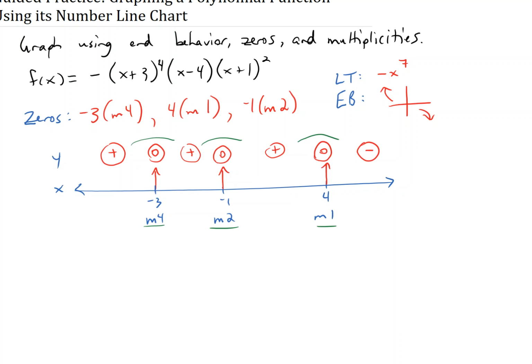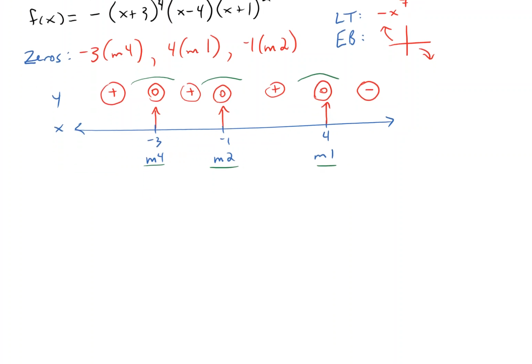Now we need to translate that to a graph. Okay, so we need to set up our x-axis and our y-axis. So here's our x-axis. We're going to mark negative 1, negative 3, positive 4. And our y-axis would be somewhere like right there. It's at 0, right? Notice I'm not labeling 0 because 0 is not one of the cuts on our number line chart. So I'm not interested in what happens at 0.